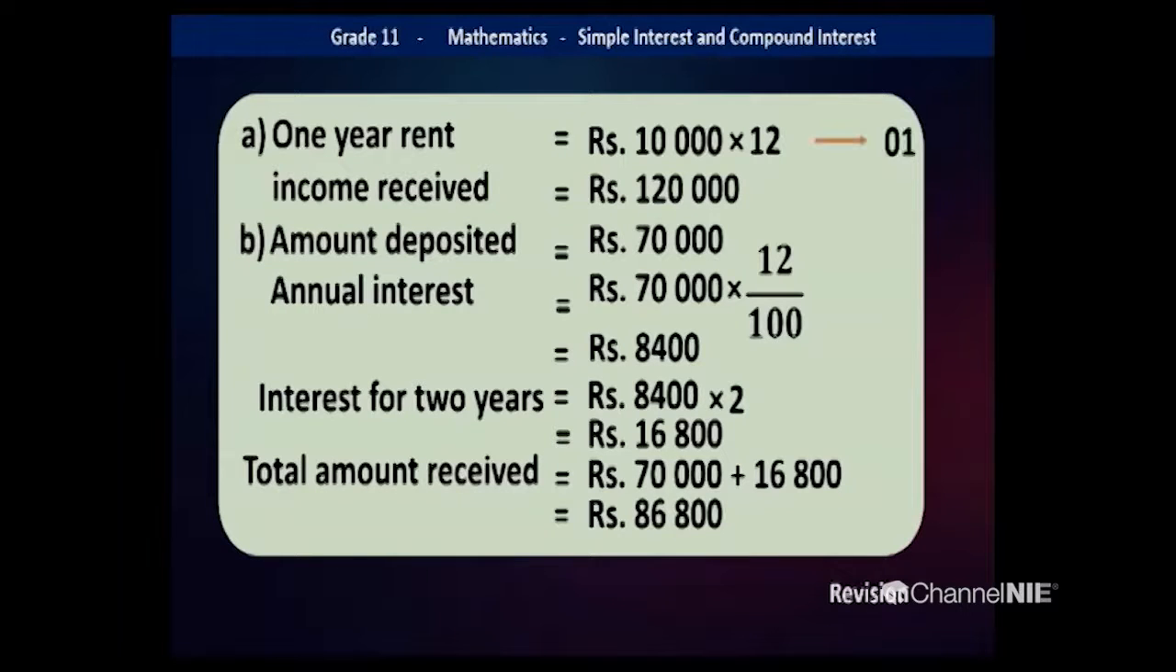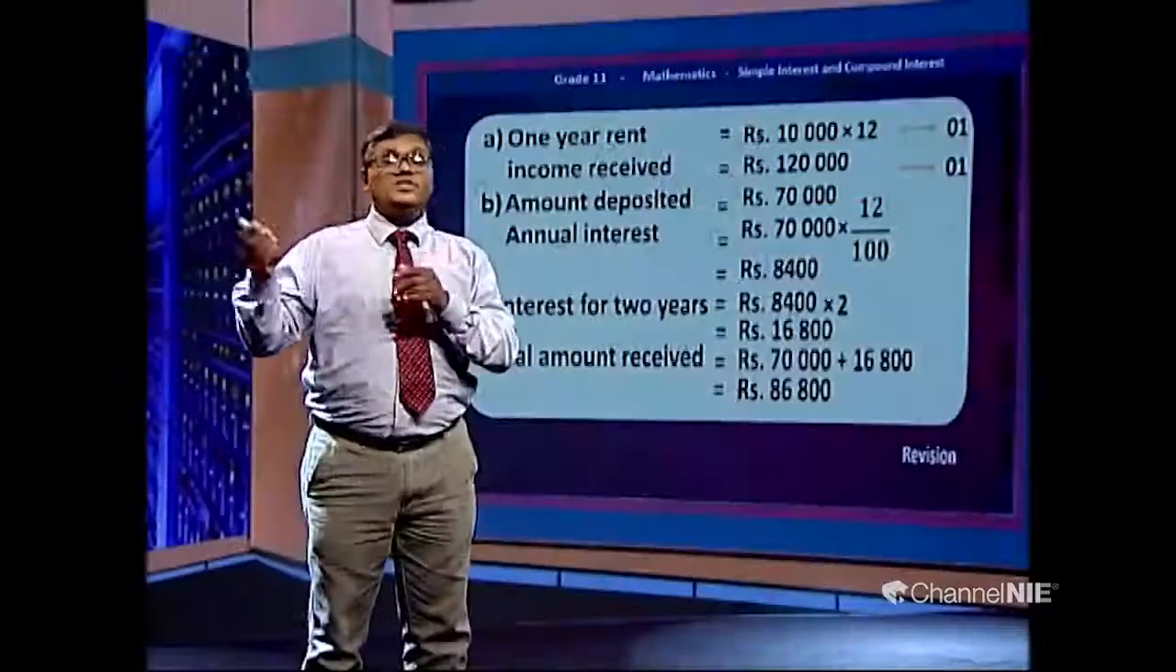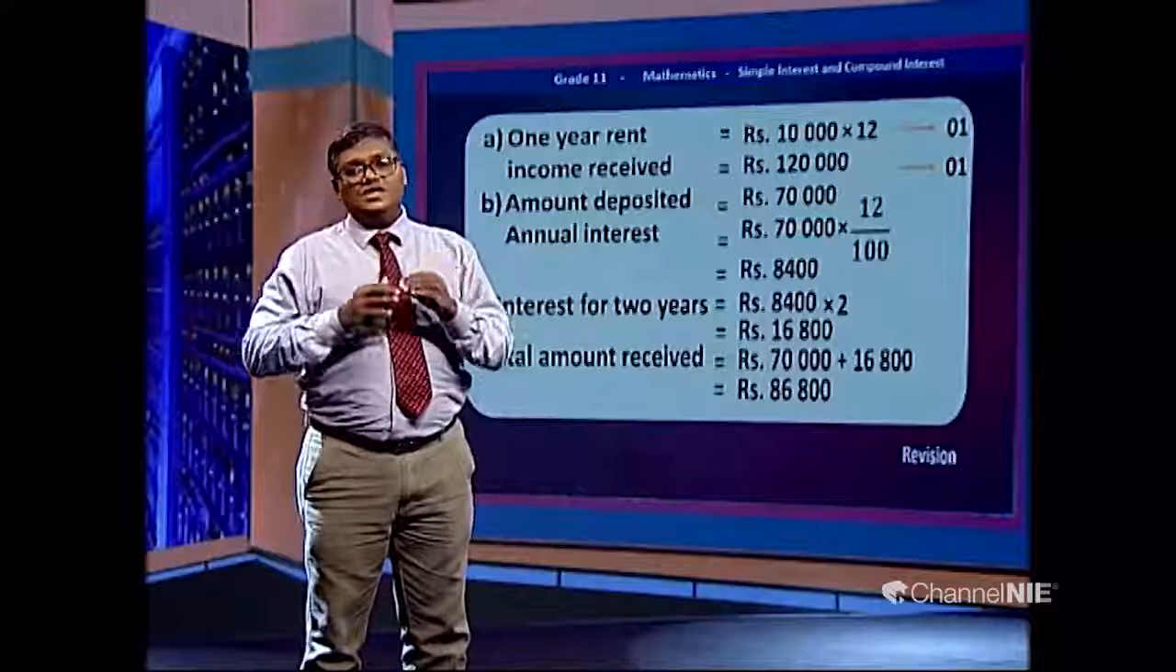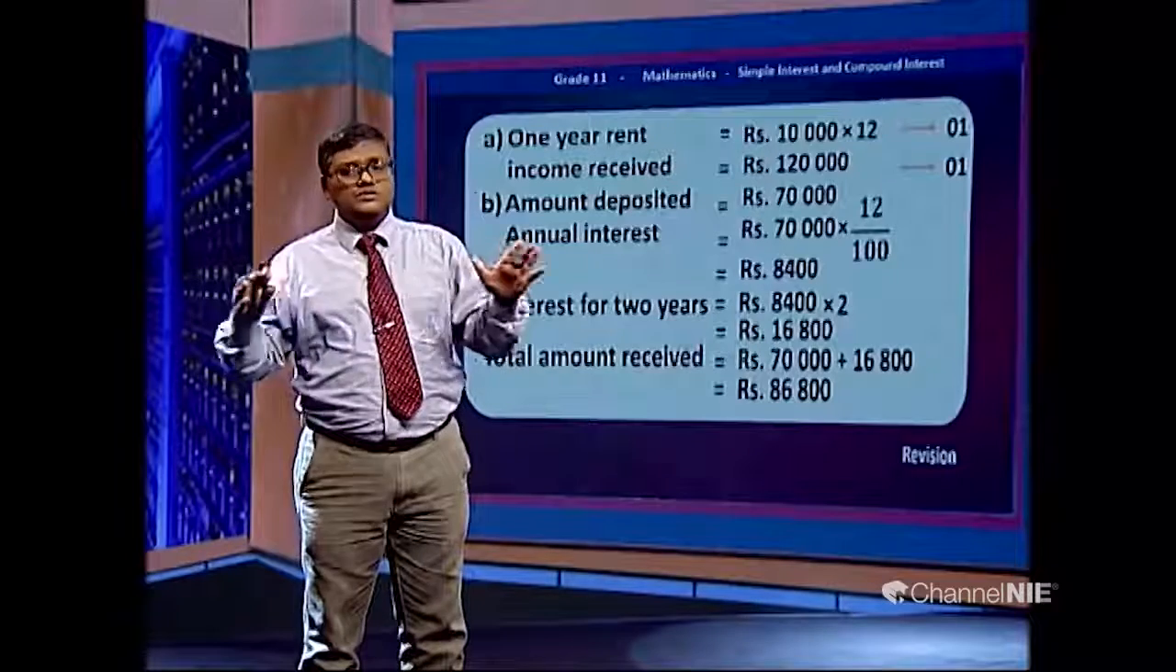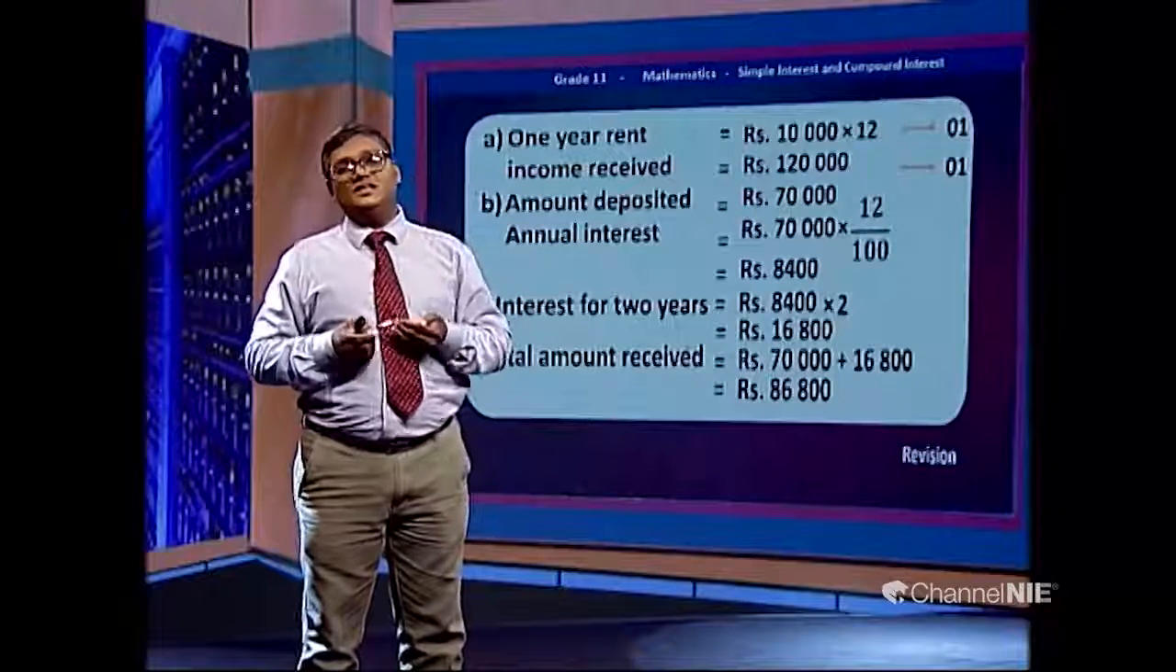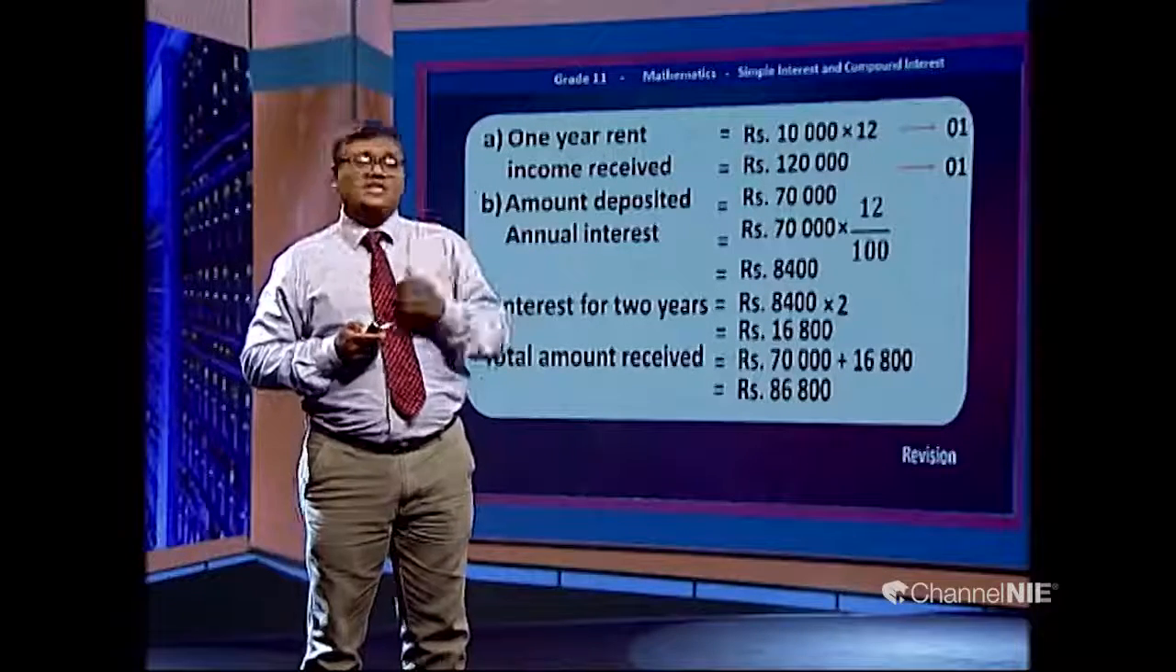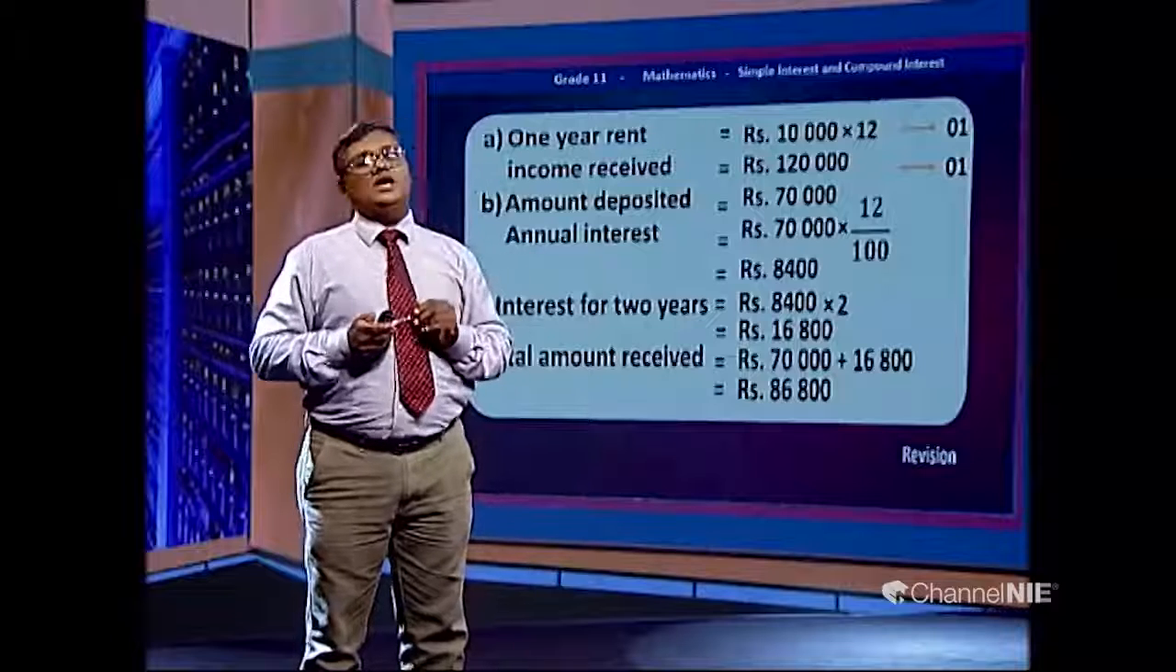First, 1 year rent, 10,000 into 12, method 1 mark, 120,000 answer 1 mark. Sometimes in calculations you write something but your answer is something else. Then if you do not show a method, you will lose full marks, but if you show the method, you can score marks for the method. Then that question is 2 marks.